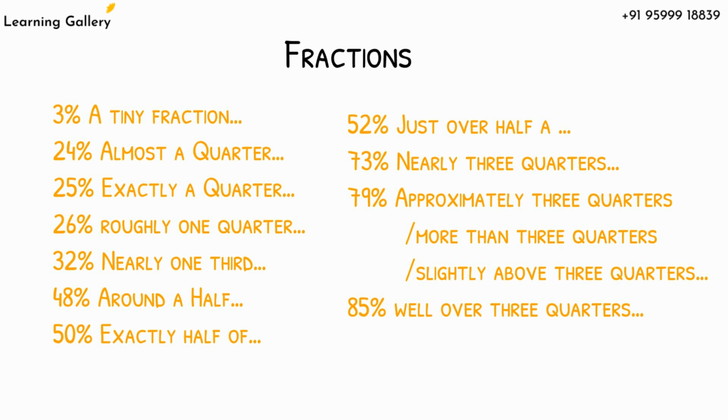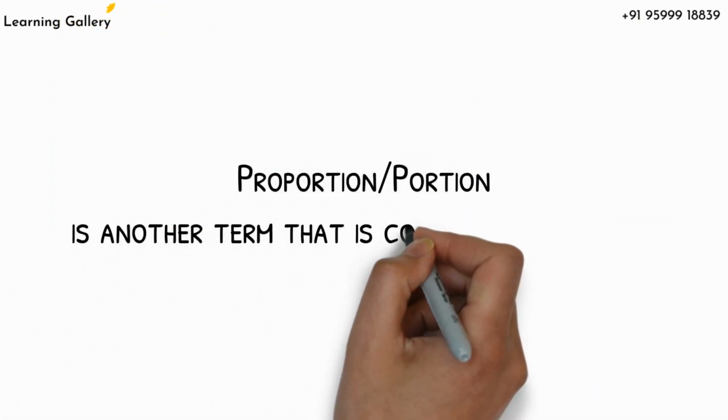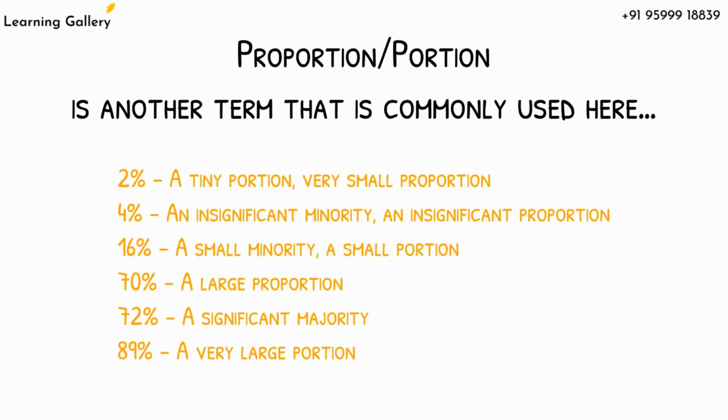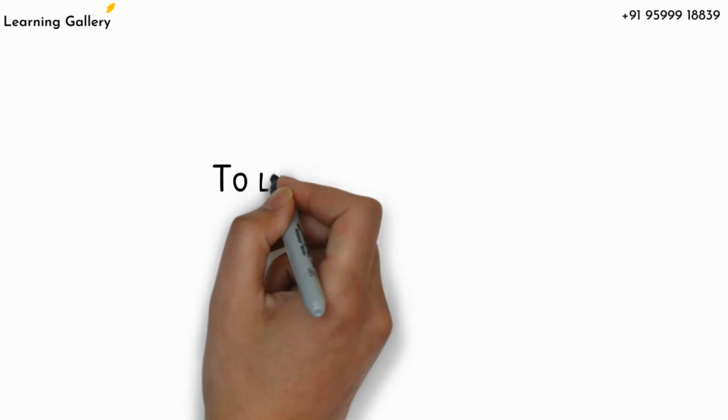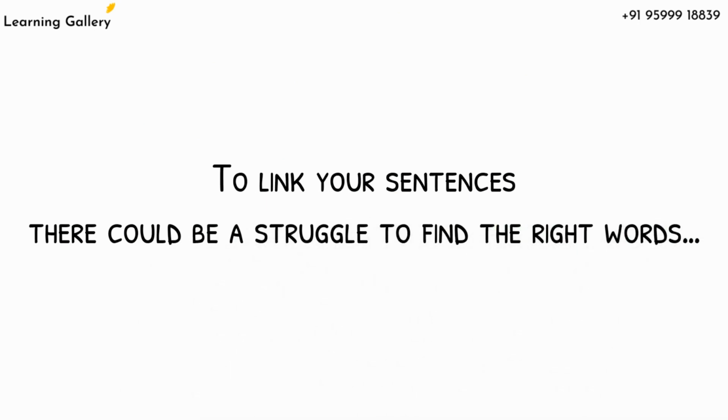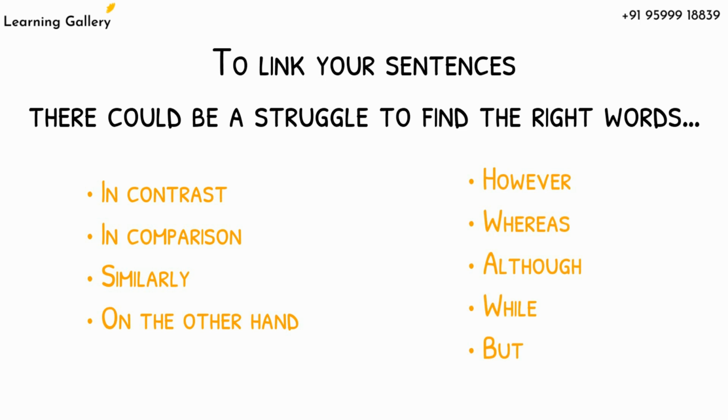And fractions need to be mentioned when you are attempting a pie chart. However, use of fractions is possible even with other figures and percentages, as shown below. For instance, anything below 10% can be called a tiny fraction. Figures nearly 1/4 may be called a quarter. Figures close to 3/4 may be called nearly 3/4, and so on. Proportion or portion is another term that is commonly used here. Let us see how. 2% could be written as a tiny portion or a very small proportion, whereas 70% could be a large proportion. 89%, we can write it this way: a very large portion.